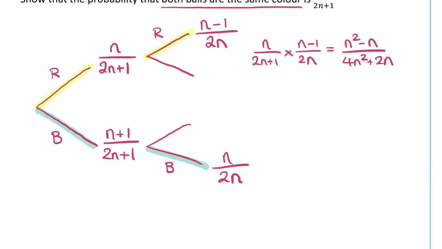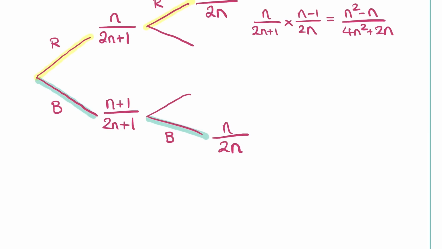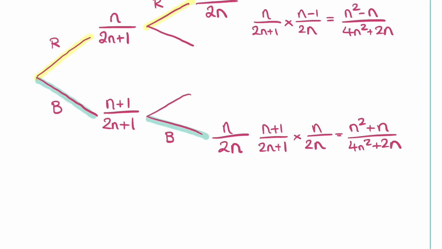This is normally that moment where I say that and then I do something wrong, so hopefully we don't make any mistakes here. For the next one, we have n+1 over 2n+1 times by n over 2n. n times n is n squared, n times 1 is n, and on the denominator there, again we got 4n squared plus 2n. So there's our two fractions. For the overall probability of those two, we want to add them together, so I'm going to write them next to each other.